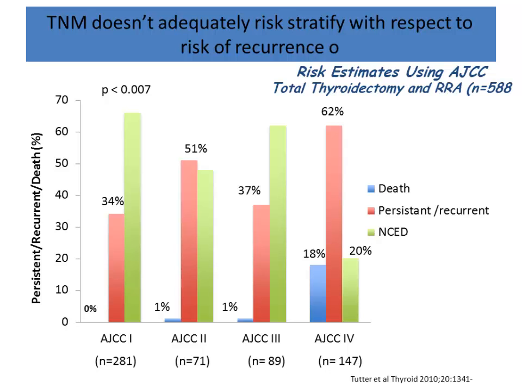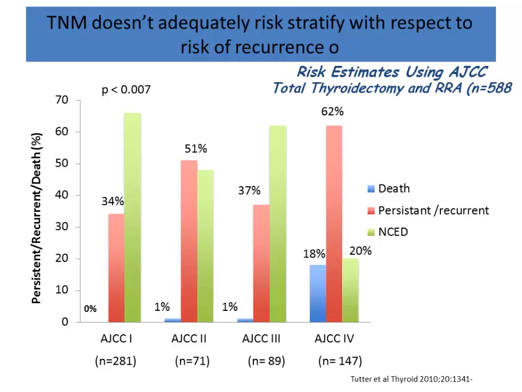You see that the lower staging have lower risk of death compared to the one really at stage 4, which have close to 18% risk of death. So this staging available now and using the university acceptable one, the AJCC, seem to predict only death, not really the risk of persistent or recurrent disease.